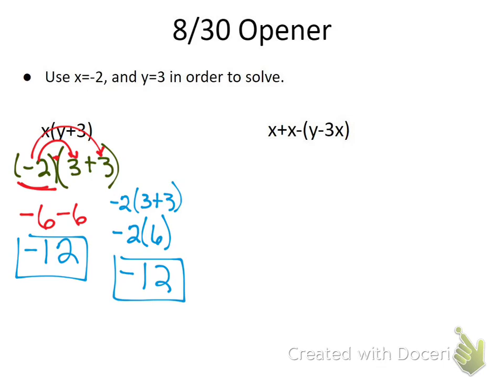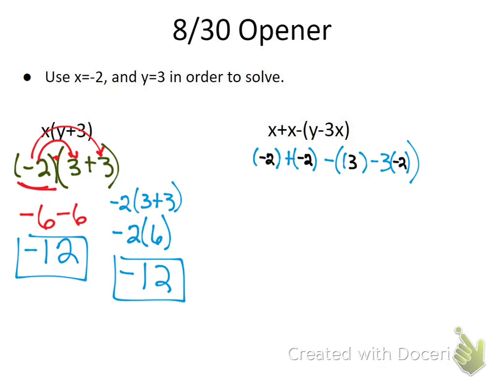The next expression here. What am I substituting for my x's? Negative 2. So I'm going to put negative 2 plus... oh, this one's kind of tricky. What am I substituting for my x's? Negative 2 plus negative 2. Then in my parentheses, what do I plug in for my y? 3. And then I have another x, which is negative 2.